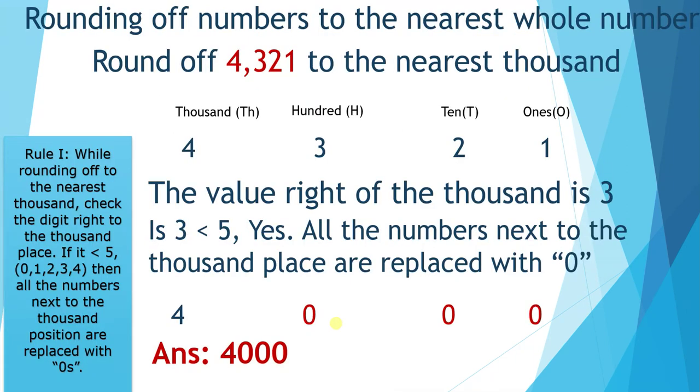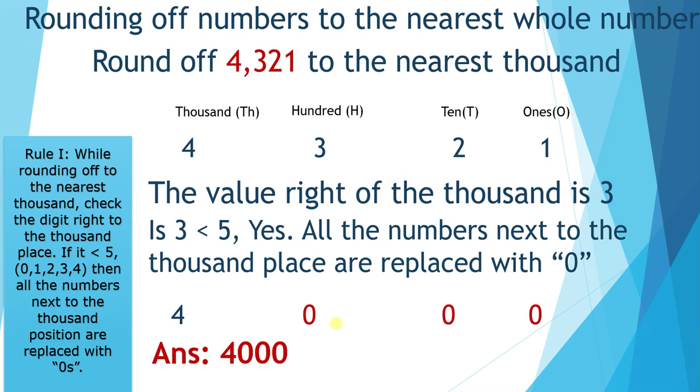So let's see how we can round off 4,321. So like I said, get the place values right. So we have 4,321 with the place values just at the top. So let's see. The rule says what? So you just want to use rule number 1. It says while rounding off the numbers to the nearest 1,000, check the digit to the right of the 1,000 place. If it is less than 5, if it's either 0, 1, 2, 3, or 4, then all the numbers next to the 1,000 position are replaced with zeros.